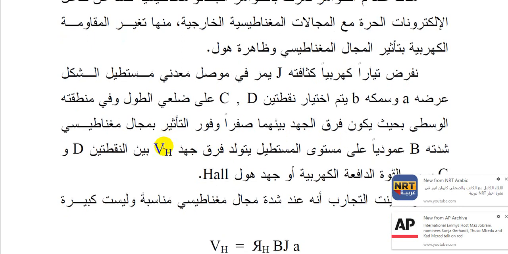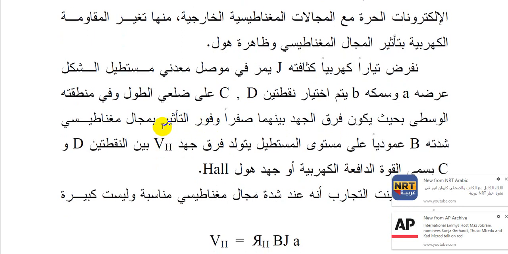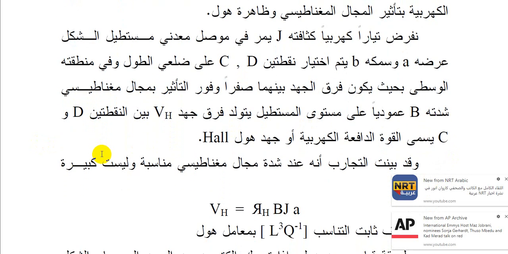And second, the effect commences with a magnetic field of intensity B that should be normal to the rectangular plane. A potential difference VH will be generated between both the C and D points, called the EMF, or Hall potential.